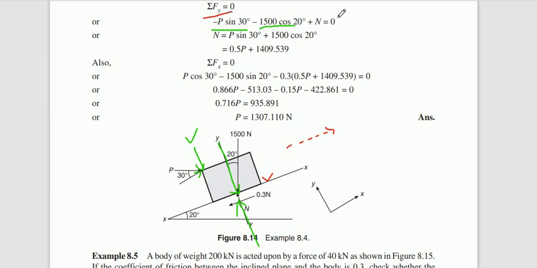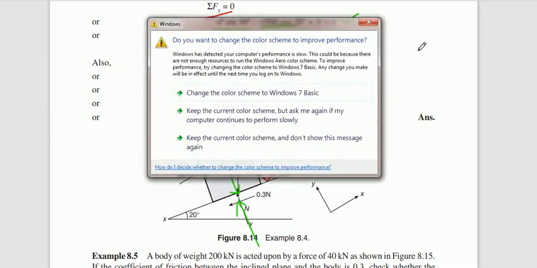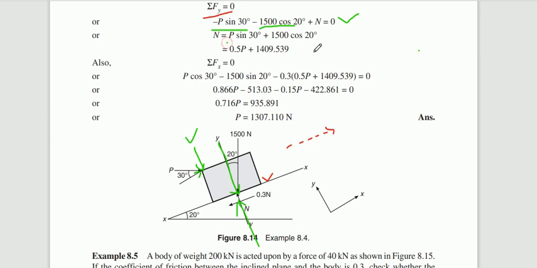So in the entire equation, N is the unknown. Therefore, P is also unknown. So you will get N is equal to some equation. N is equal to P sin 30 plus 1500 cos 20. So this is 0.5 P plus 1409 is the value of N here, the normal reaction, because the P value is unknown. You just keep it as it is.